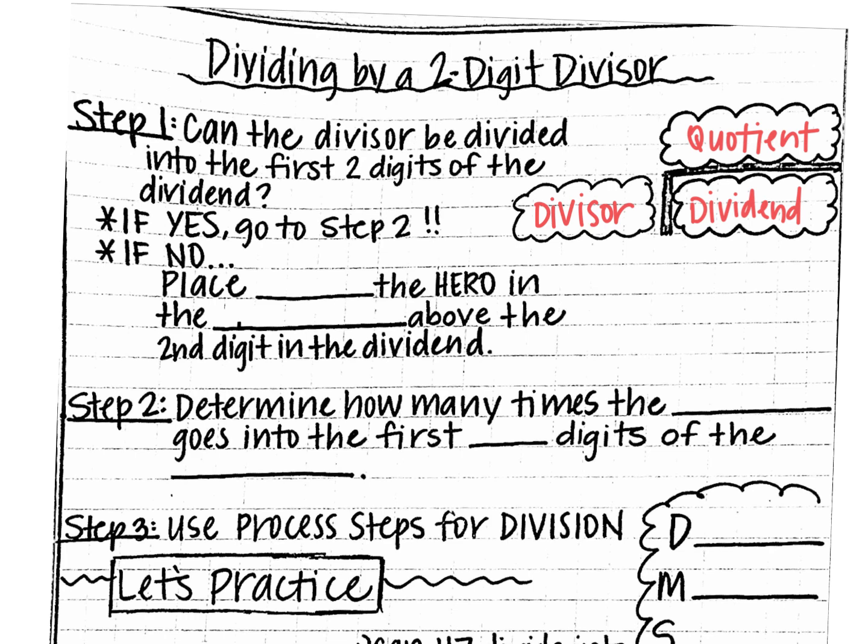Okay, so the first thing that you need to do is ask yourself, can the divisor, outside number, be divided into the first 2 digits of the dividend? It is a 2-digit divisor. That's why I'm saying the first 2 digits of the dividend. If yes, we'll go to step 2. If no, we place 0, the hero, in the quotient above the second digit in the dividend.